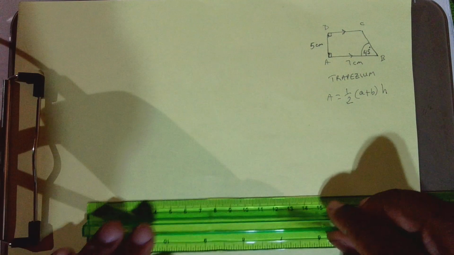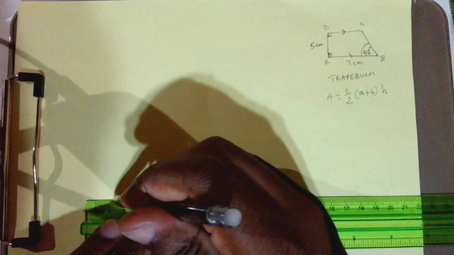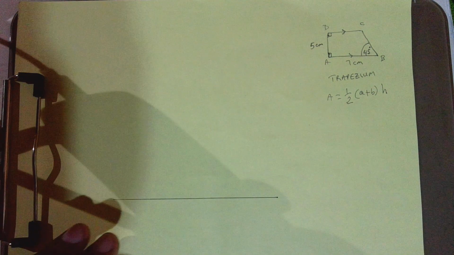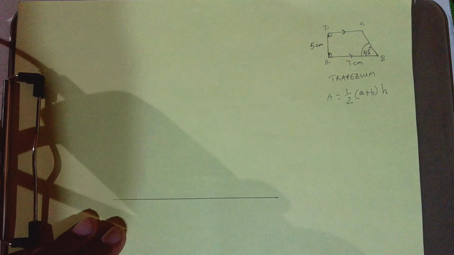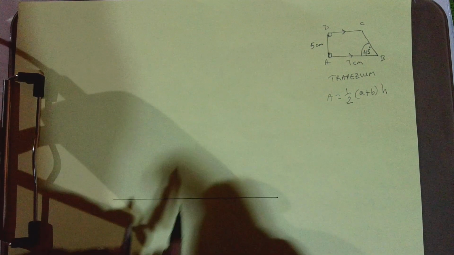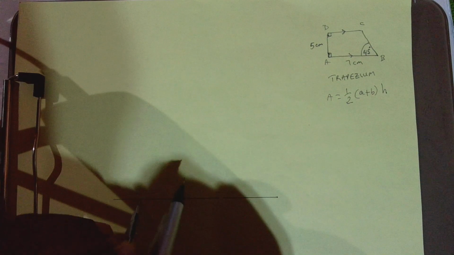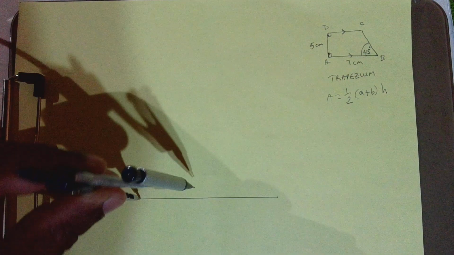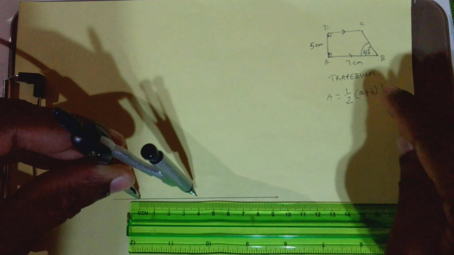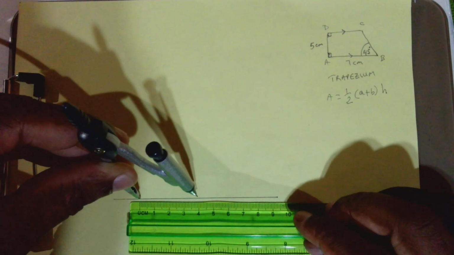Well, as usual, we need our base. So let's draw a straight line here. We want it to be longer than 7 centimeters. And then I'm going to go at a point inwards for A. And of course, we want it to be... well, no, not longer, sorry. We want it to be as long as 7 centimeters.